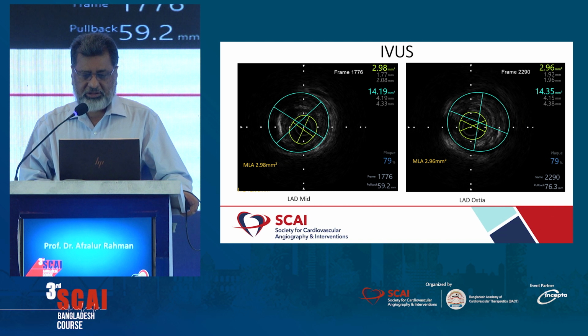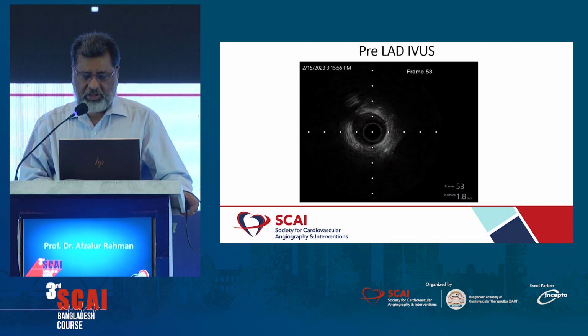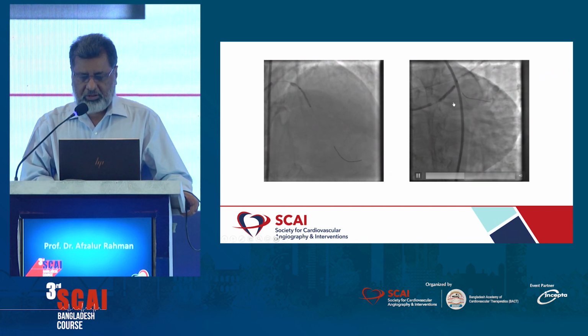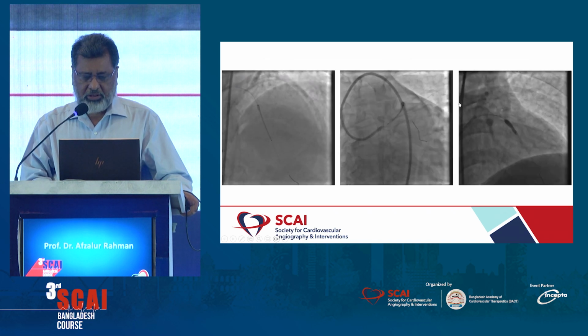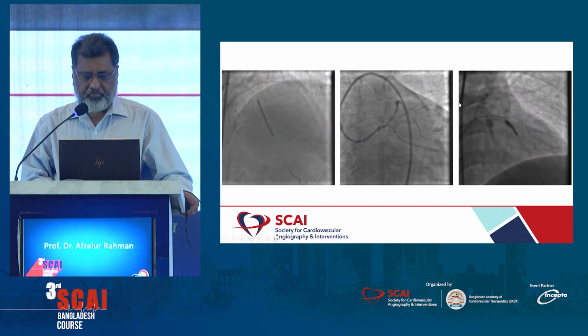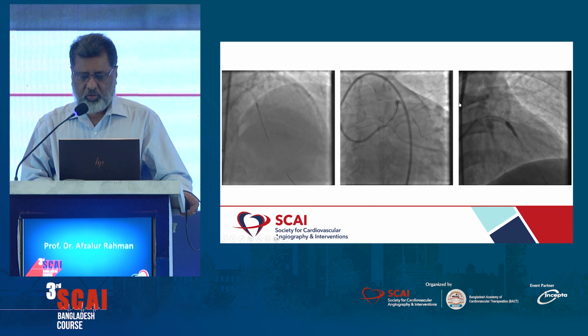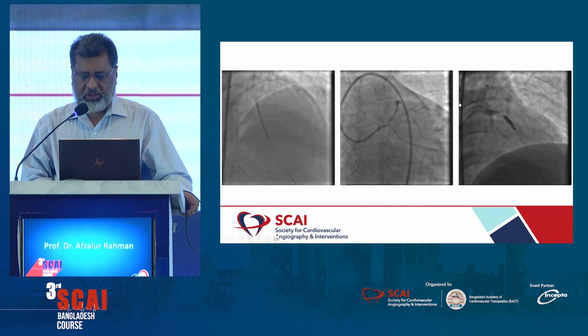Now we can see that the distal reference is 2.9, and this is the IVUS. I will not go into details. And on IVUS the proximal reference diameter is 4 millimeters. Now the other part is very simple. We have put the stent here and one stent distally. And one is proximal, just at the ostium. We did not cross over the stent.